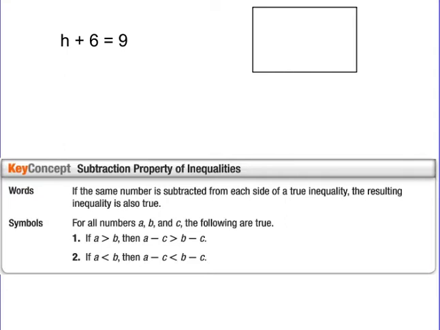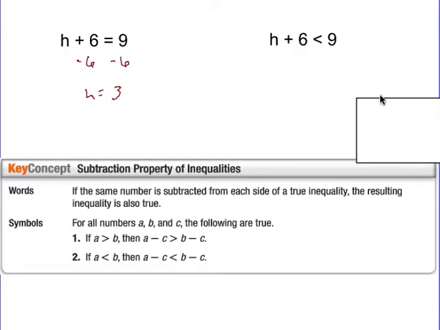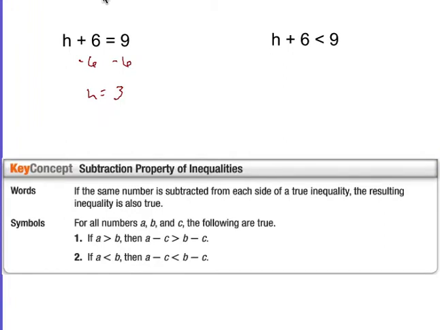Same drill for solving by subtraction. Those last 2 slides we were solving by addition. We were adding to solve it. Now we're going to subtract to solve. Same thing. H plus 6 equals 9. Well, we know how to solve that equation. H equals 3, right? But if we change that equal sign to an inequality, we still would subtract 6 to solve it. And H is less than 3.